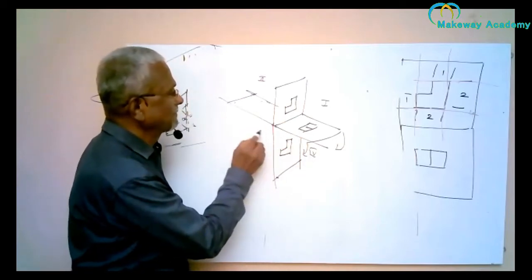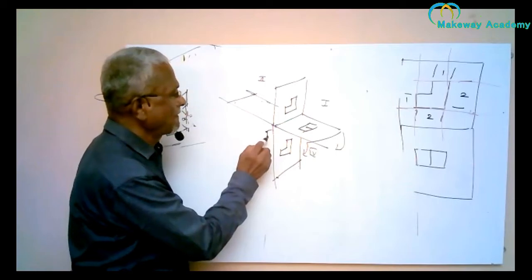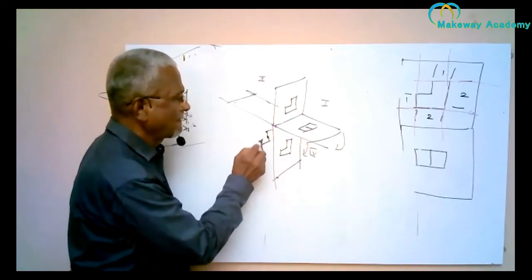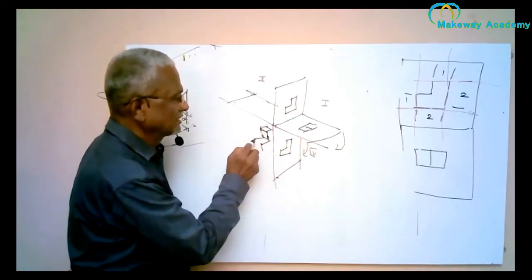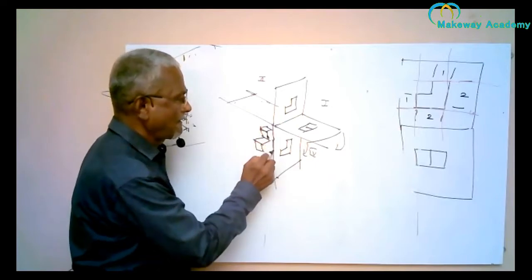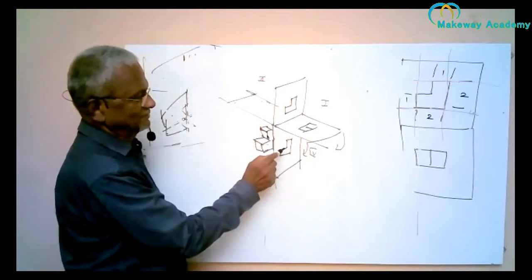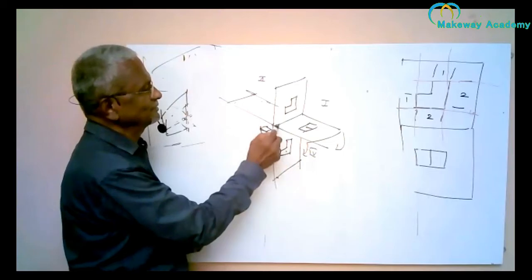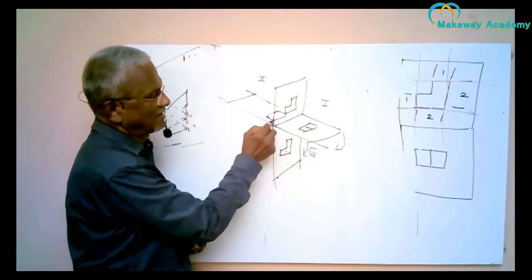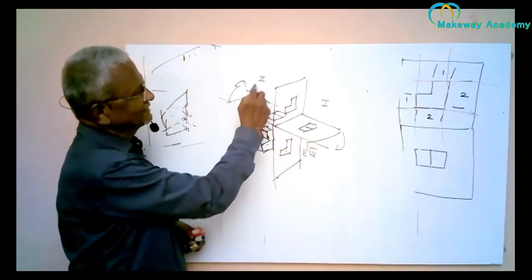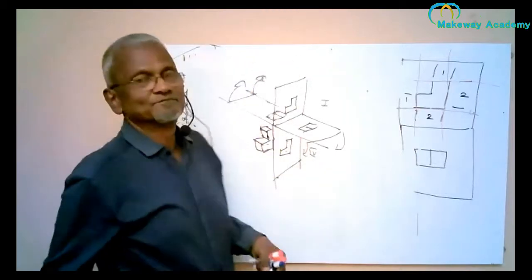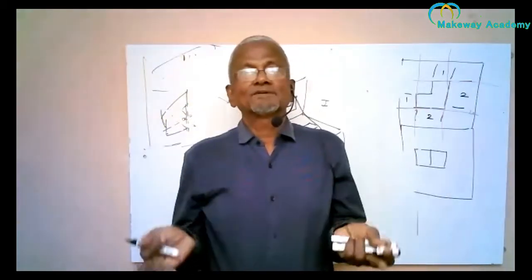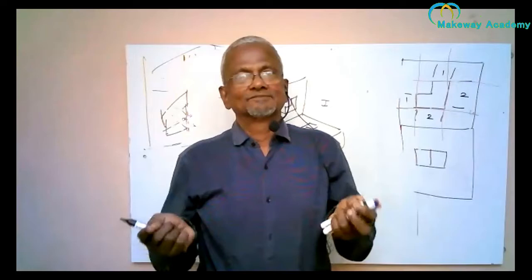This is the object, this is the projection. And then the top view will be projected here, somewhere here. Now you rotate the plane like this. So top view goes up. So that's the difference between the first and third angle projection.